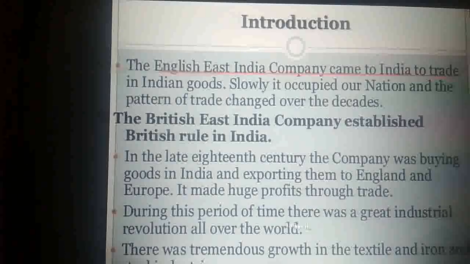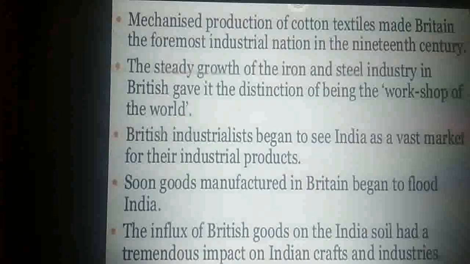Afterwards, due to the great Industrial Revolution all over the world, the tremendous growth in the textile and iron and steel industries changed the entire situation. Mechanized production of cotton textile made Britain a foremost industrial nation in the 19th century, and Britain became the workshop of the world due to the high concentration of mechanized products.